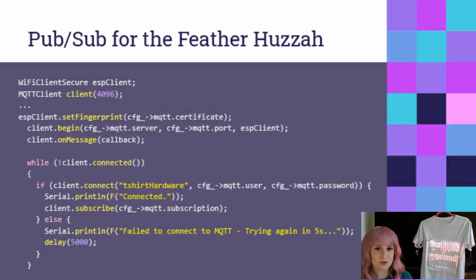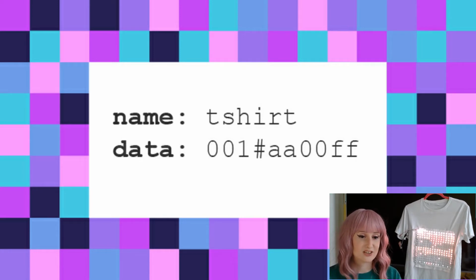So let's say we had the message that we looked at earlier. So this one that has the name of t-shirt, data of 1, and a color of purple.